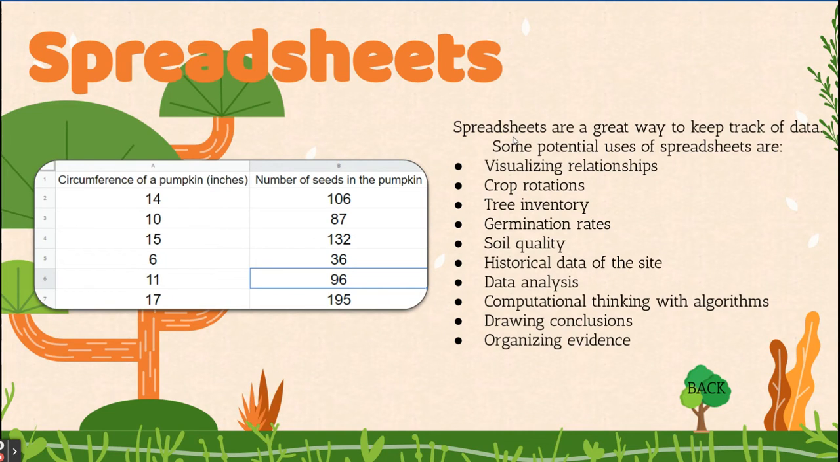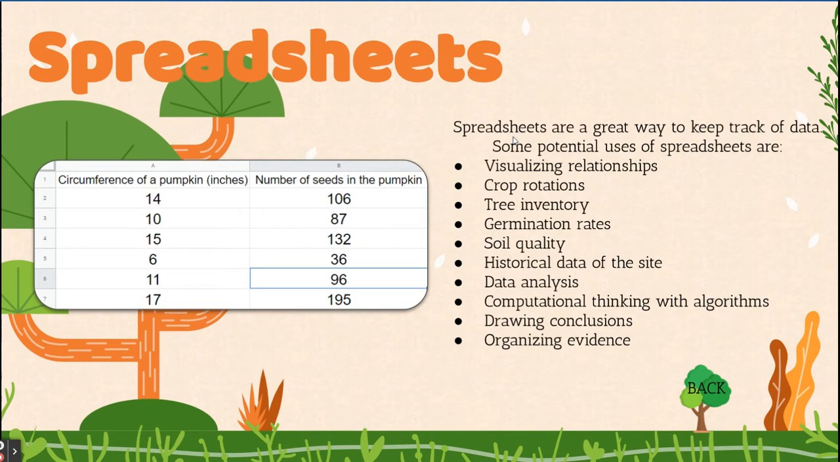You can set the spreadsheet up, you can write the algorithm for it to do the average or look for the highest or the lowest or whatever. And then keep track of that data over time and use it as evidence to draw conclusions about, does the bigger circumference of the pumpkin mean more seeds or less seeds or the same amount of seeds, or is it hard to tell? One of my favorite activities to do, but it requires the use of a spreadsheet because it's easier to organize your data.